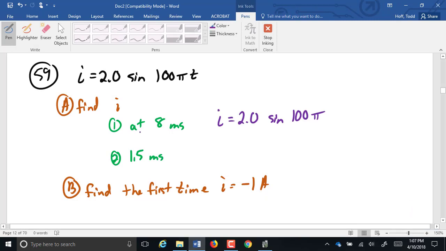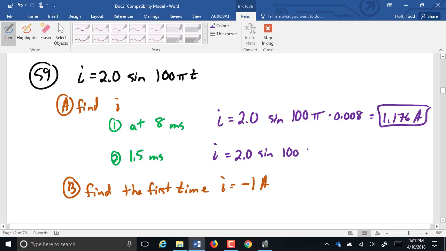Okay, so let's look at the first part here. For 8 milliseconds, of course, it's just I equals 2.0 sine 100 pi. What goes in for t? 0.008. Good. What'd you get when you calculated that out? 1.176 amps, that would be, right? Okay, so then for 1.5 milliseconds, that's I equals 2.0 sine 100 pi times 0.0015. What do you get? Okay, 0.908 amps or 908 milliamps. Perfect.